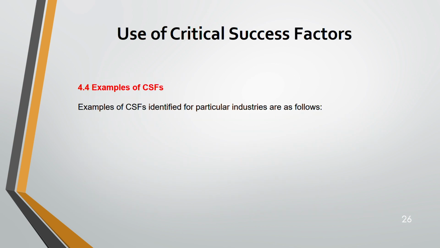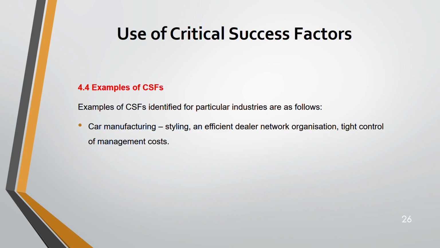Now, the examples of CSF. If you are in car manufacturing, your critical success factors are styling of the car, an efficient dealer network, as I said, and tight control on the management cost. Because cars, you can't differentiate cars so much. Yes, the brand might be different. You might be willing to pay a higher price, but in terms of usage, a car is a car. Cars are used to drive only, whether it's Mercedes, BMW, or normal Toyota or Hyundai, whatever.